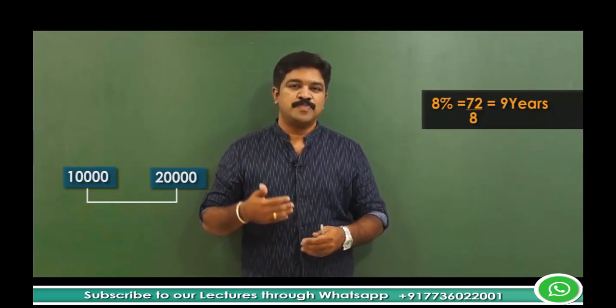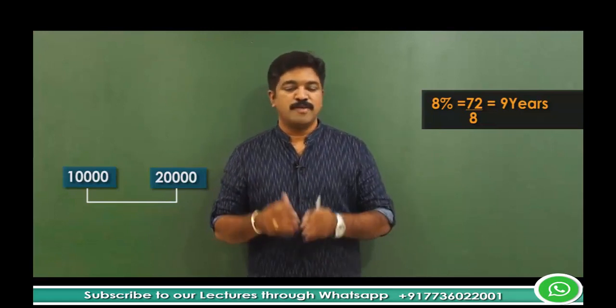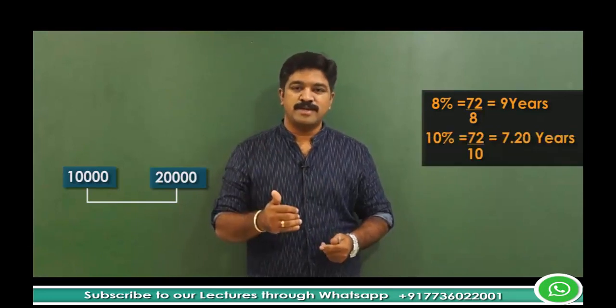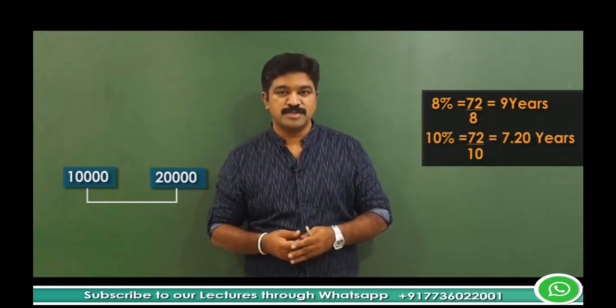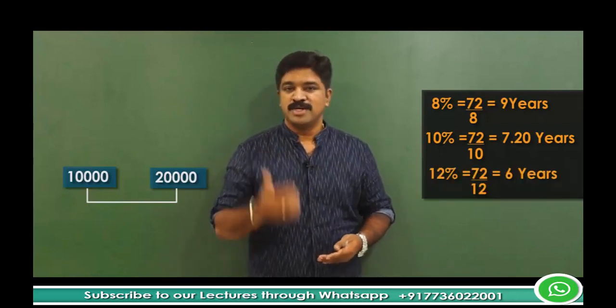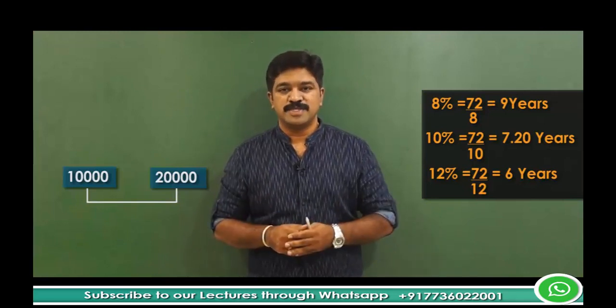Instead, let's say I'm going to invest at the rate of 10%. Then it is 72 divided by 10, which is 7.2 years. If I'm going to invest it at the rate of 12%, then it is 72 divided by 12, 6 years. Okay, so that's what Rule 72 says.